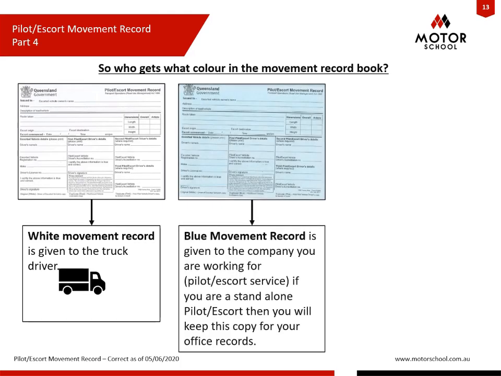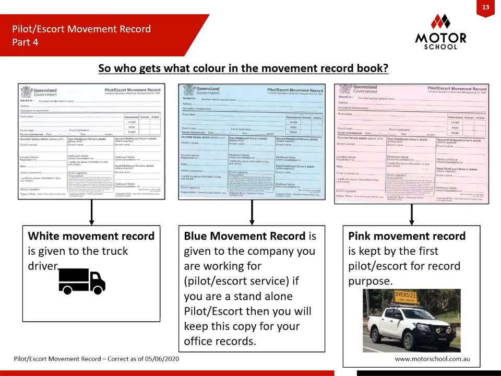The second one, the blue copy, is given to your employer. This would be in the case where you're working for a pilot vehicle firm or a haulage company that are engaging you full-time as an employee to be a pilot. The third one, in the pink copy, is kept by you for record-keeping purposes.